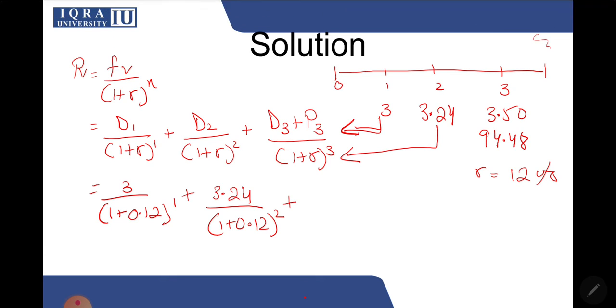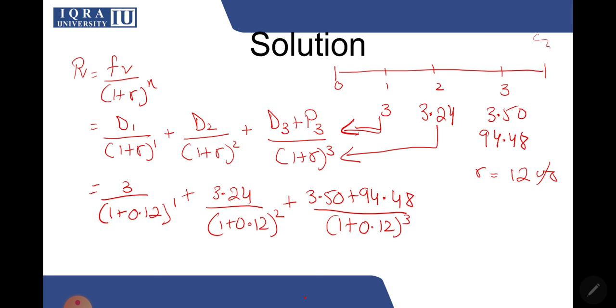Then third cash flow is 3.50 plus 94.48. And this is going to come back 3 years. Basically आपने दोनों को प्लस कर देना है because total cash flow is 3.5 plus 94.48 है. तो दोनों को प्लस करके आपके पास यहाँ पे वैल्यू आ जाएगी. So if you solve this, the intrinsic value of your stock price is coming to be 75. So this is the current price according to your dividend discount model.